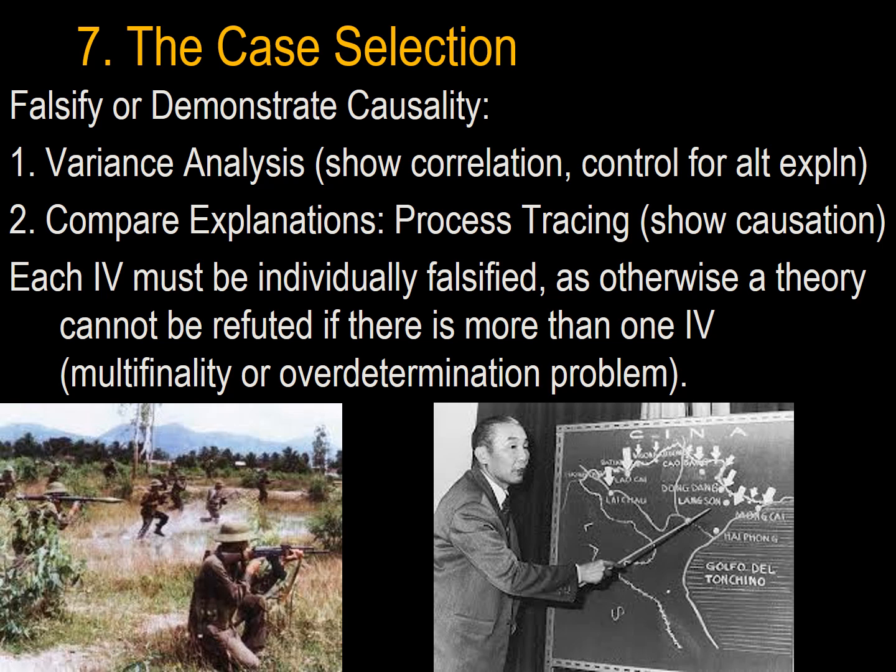So how do you falsify or demonstrate causality in a case? Well, first there's variance analysis. So you're going to show correlation, and you're going to control for alternative explanations that occur in the case. The second is to compare explanations. And here you're going to process trace or show the fine-grained interaction of variables within whatever process you're looking at. And this is a more convincing way of showing causation.